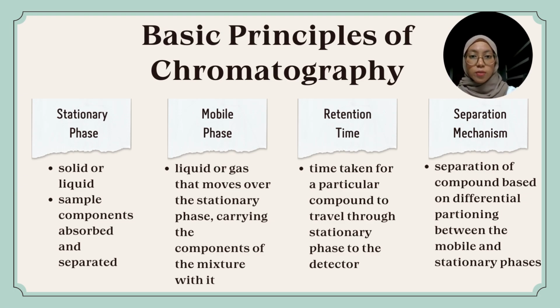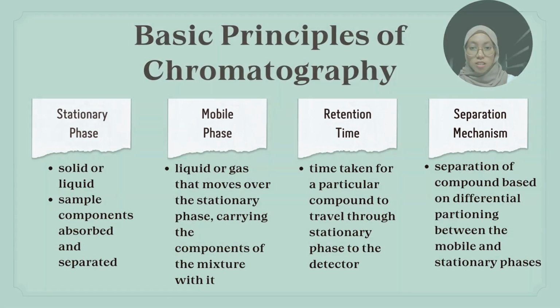Next is retention time. This is the time taken for a particular compound to travel through the stationary phase to the detector. Different compounds have different retention times based on their interactions with the stationary and mobile phases. Lastly is the separation mechanism, which in chromatography is based on differential partitioning between the mobile and stationary phases. This can be due to various interactions such as adsorption, partition, ion exchange, and also size exclusion.